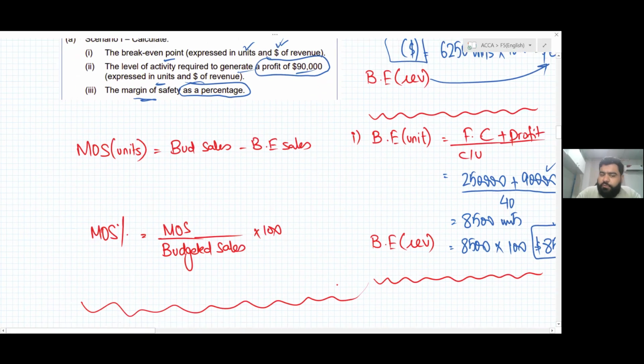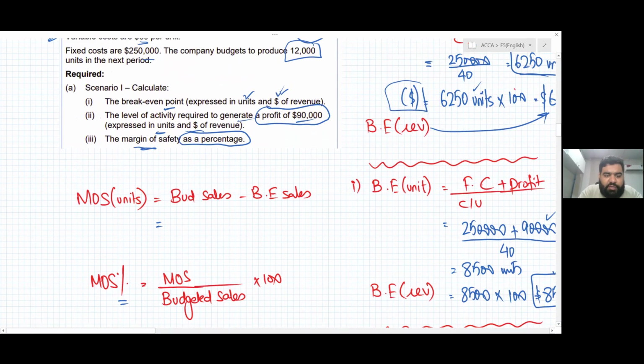And if they're asking for margin of safety, then it is budget sales minus break-even sales. Now, sometimes students ask me that this margin of safety in percentage we have to calculate, so will we take the margin of safety in units or margin of safety in revenue? You can take any one. You can take the data from any side. If you have calculated in units, you can use that data. If you have done it through revenue, you can use that data. The answer in percentage will be the same. So we're just using the units because we have the data like that.